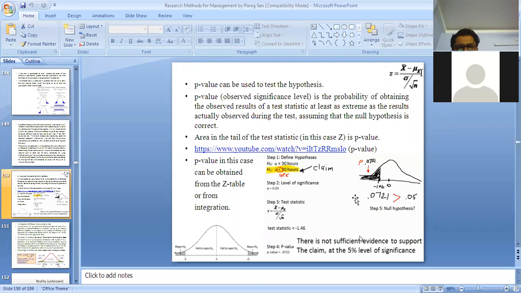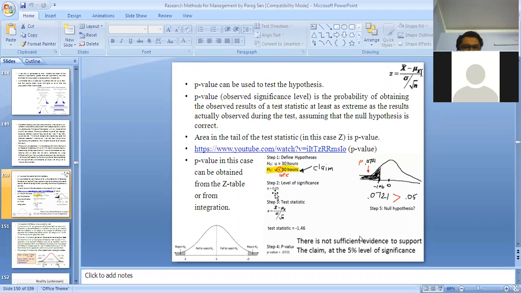Here I can show you one example. Suppose your null hypothesis is mu is equal to 30 hours. That means your mean is 30 hours. Your research, or alternative, hypothesis is that mu is less than 30 hours. Now you are considering the level of significance as alpha equal to 0.05.